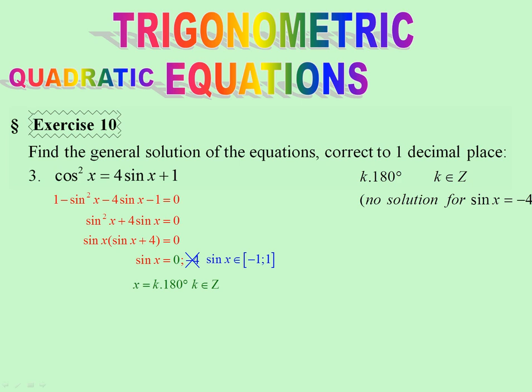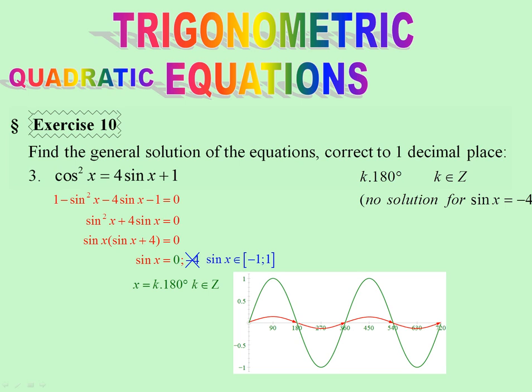Therefore, x is k180. There's the graph. Have a look. 0, and then it's 0 again at 180, and it's 0 again at 360, 540, 720, etc. So, starting at 0, every 180 degrees gives you your sine x equaling 0.